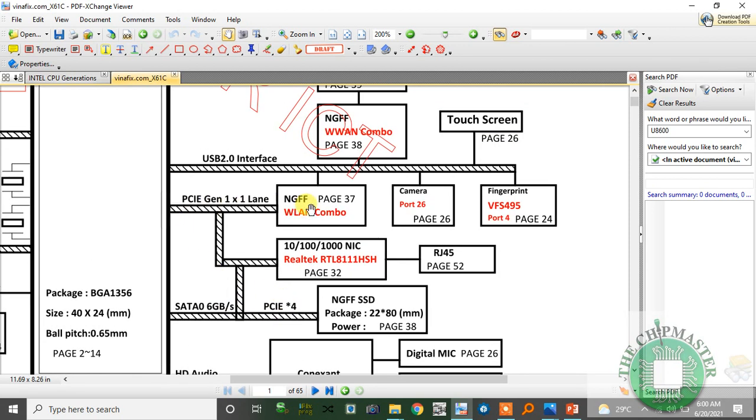Alright, we also have for the LAN, and we have for the SSD, so two of the same slots. Alright, we also have for the LAN, which is driven through the PCI Express bus, one by one lane, and it is connected to the RJ45. This is the codec, which stores the drivers.